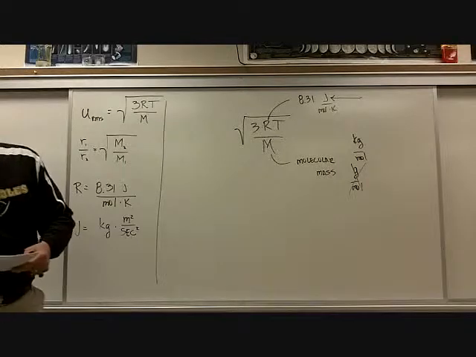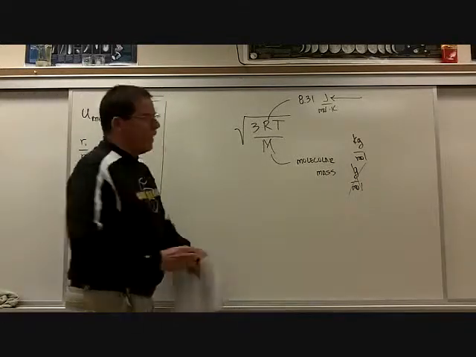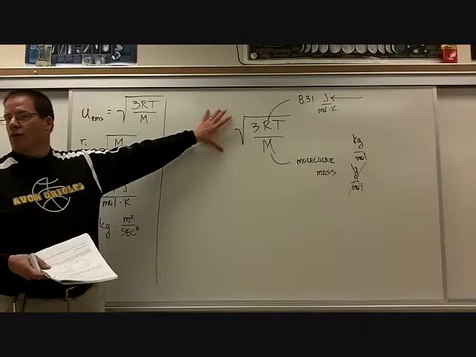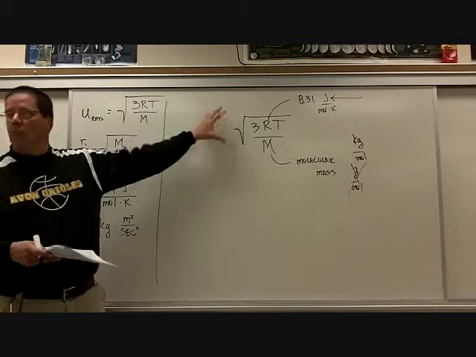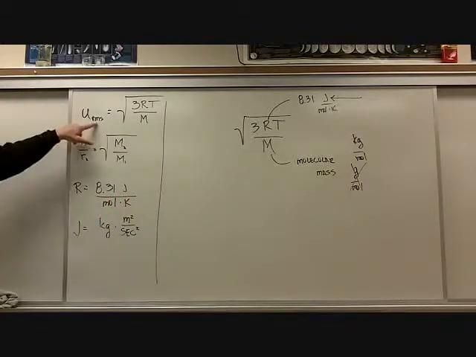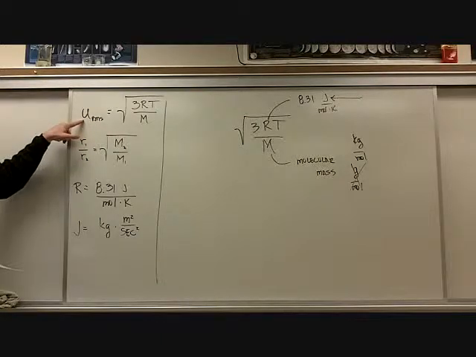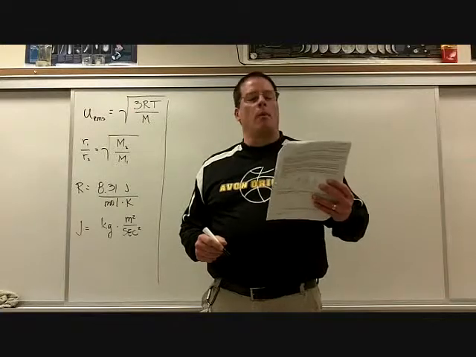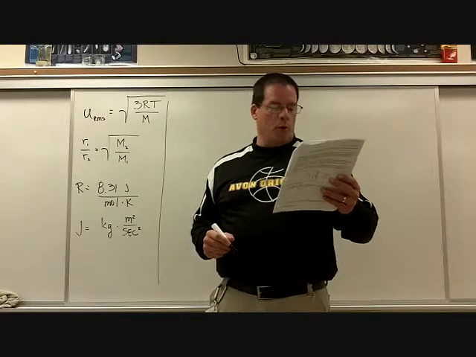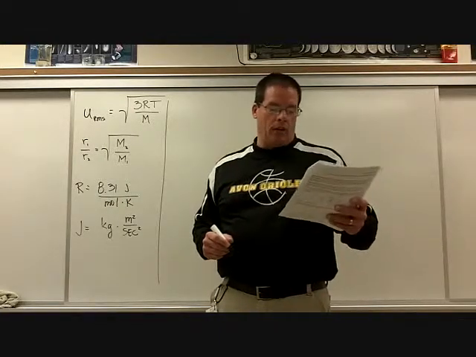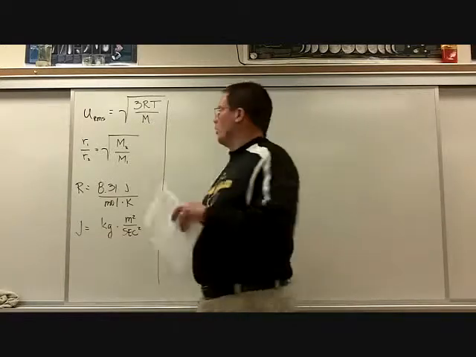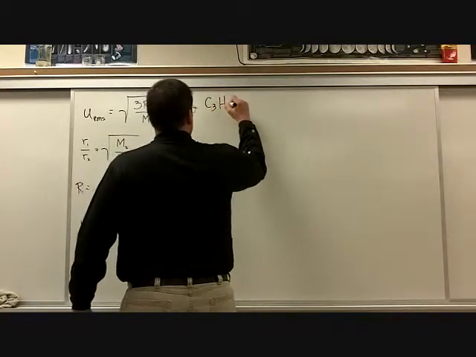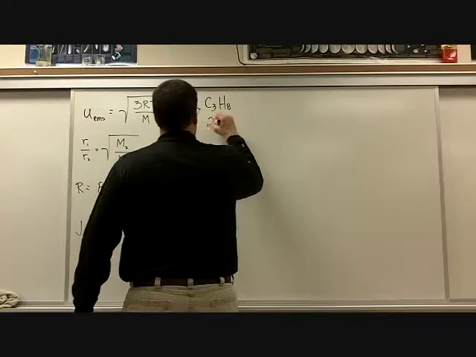All right, and this equation here, guys, is called the root mean square speed, and you'll see RMS. I'm not real sure what the U represents here. Don't worry about it. The first practice problem at the bottom of page 24 says, what is the root mean square speed for propane gas at room temperature, which is 20 degrees Celsius? So we've got propane, which is C3H8, and we're at 20 degrees.